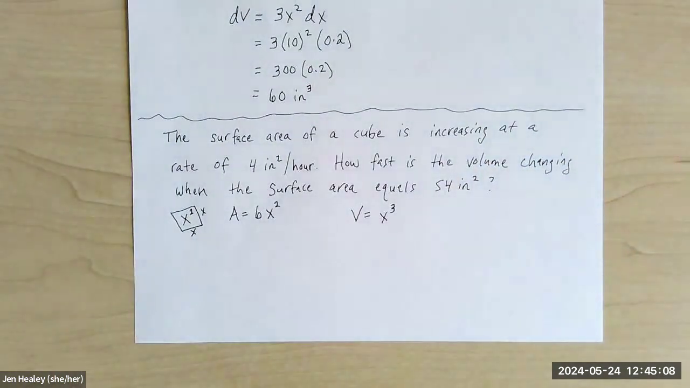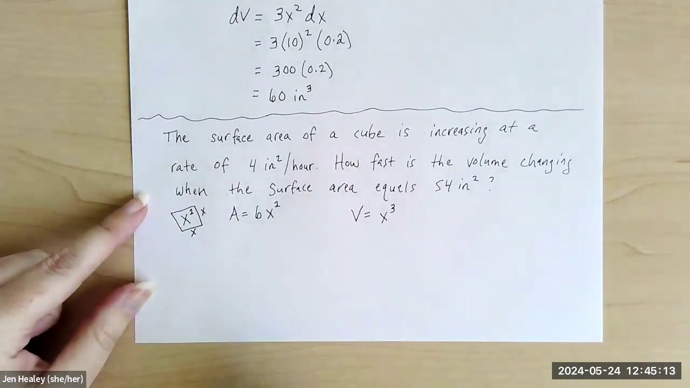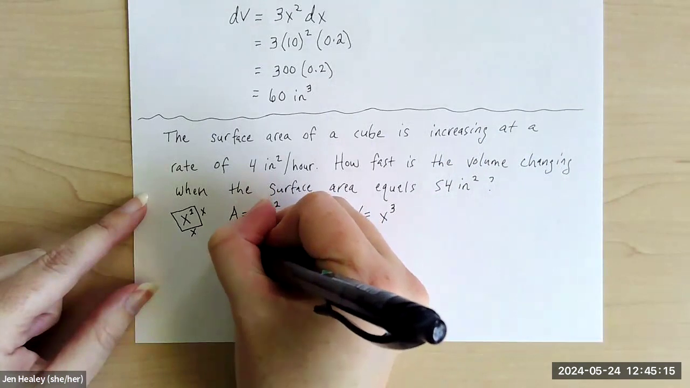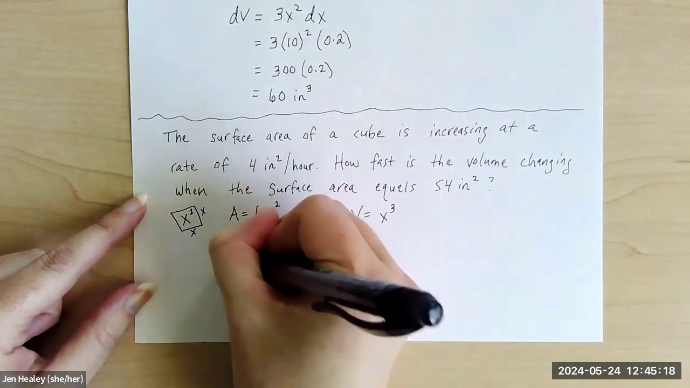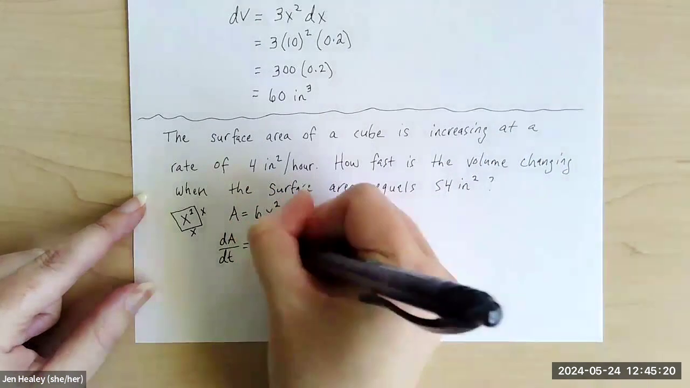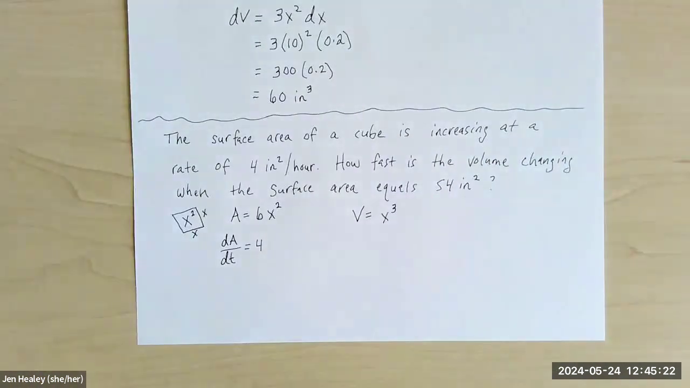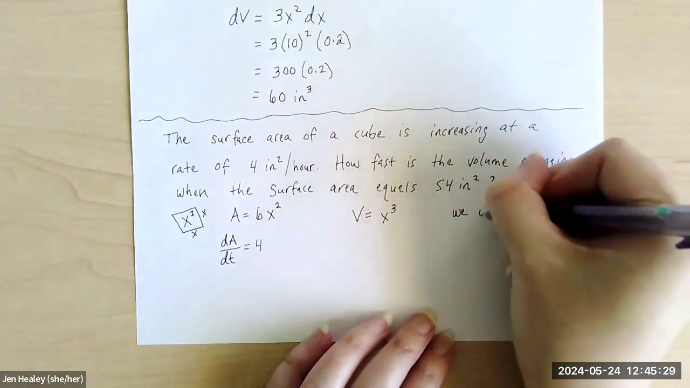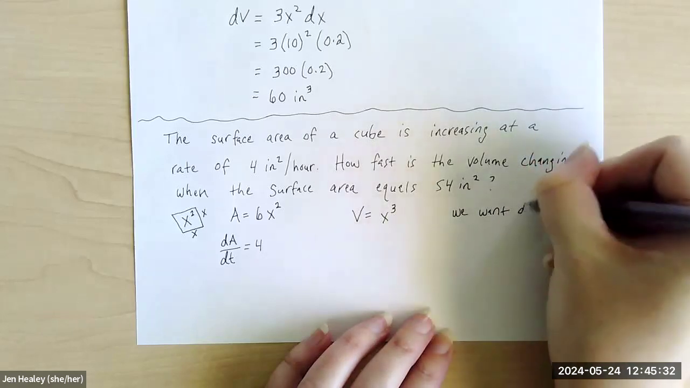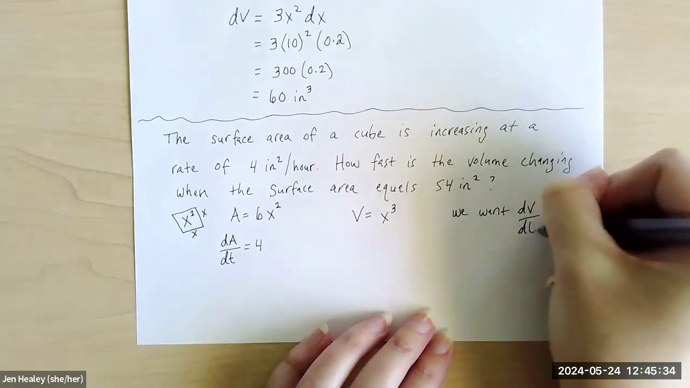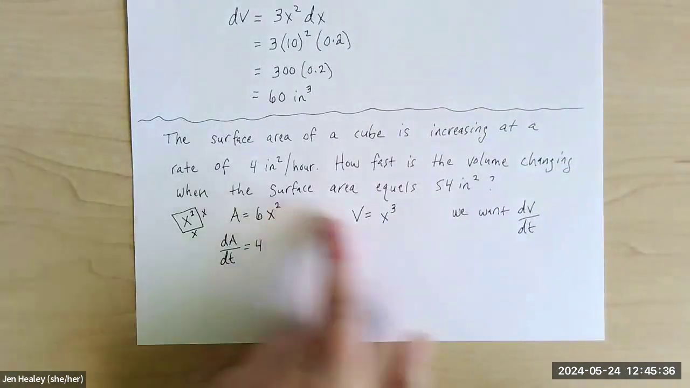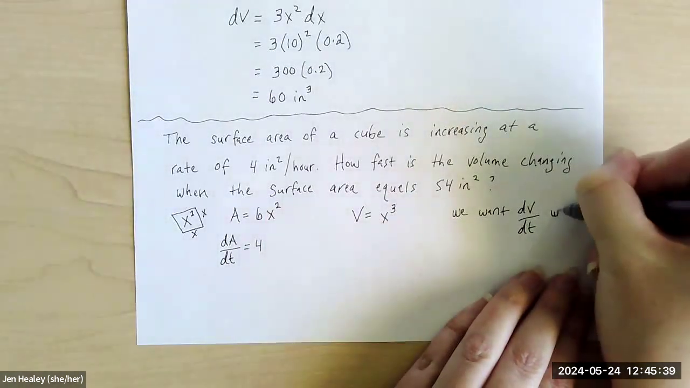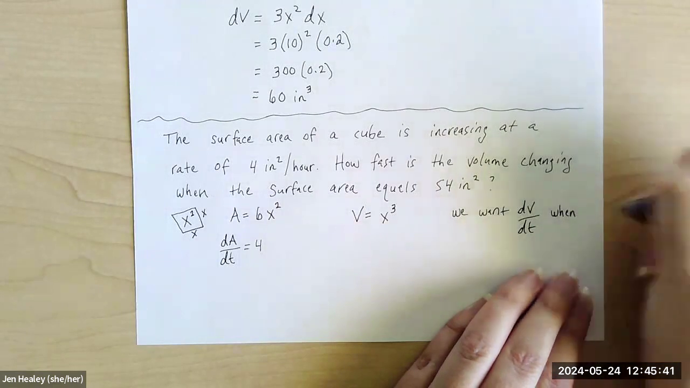So they're telling us that the surface area of the cube is increasing at a rate of 4 inches per hour. So they're giving us that dA/dt is equal to 4. And they want to know dV/dt when the surface area equals 54. So when A equals 54.